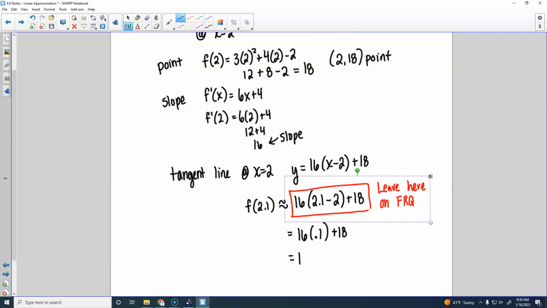So we get 1.6 plus 18, so we get 19.6 is our approximation. Okay, questions?